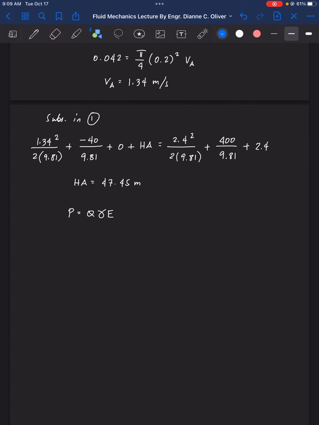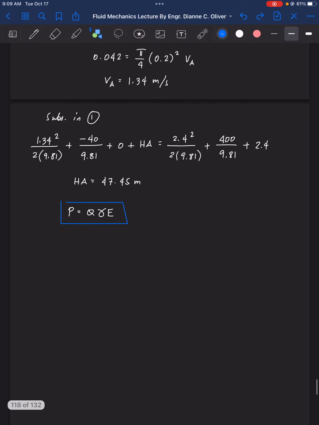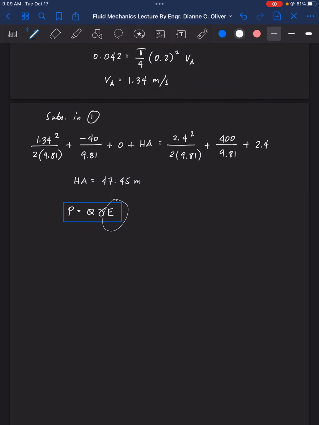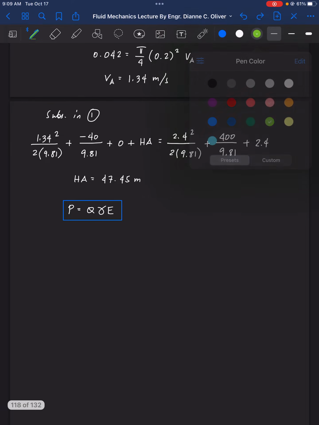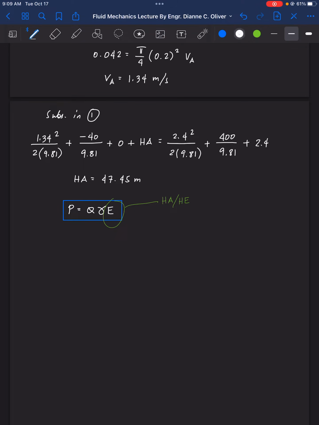So this is our formula for power: Q, gamma, E. Wherein our E here is the energy added or the energy extracted, depending on whether you're using a pump or turbine or motor.